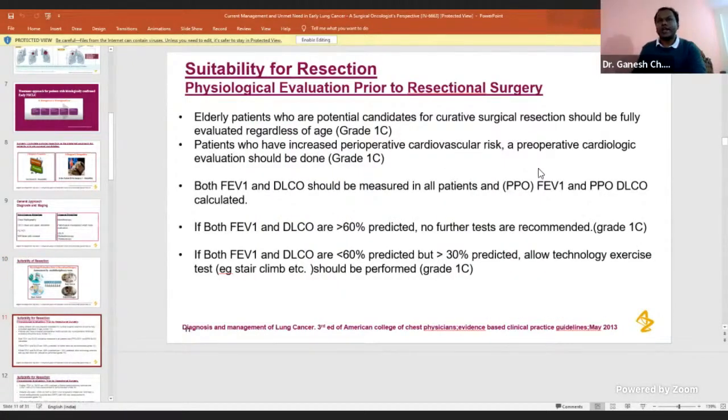Should we assess the suitability? Mainly surgeons assess the suitability by doing PFT, FEV1 and DLCO. If greater than 60%, no further test is required. But if it is less than 60% and greater than 30%, we do a stair climb test. Just as we have discussed.